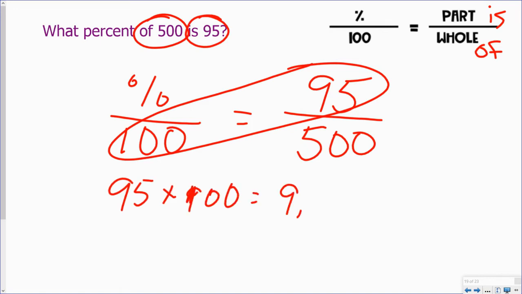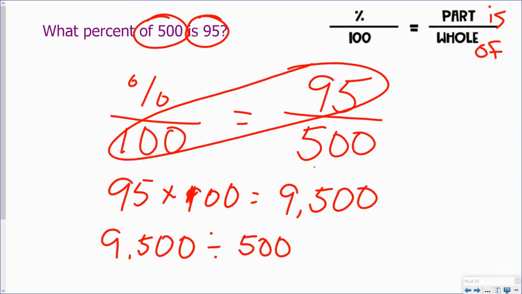And that gives me 9,500. And then I take my 9,500 and I divide it by the 500 that's left here. And that gives me a total of 19. So my answer would be 19%.